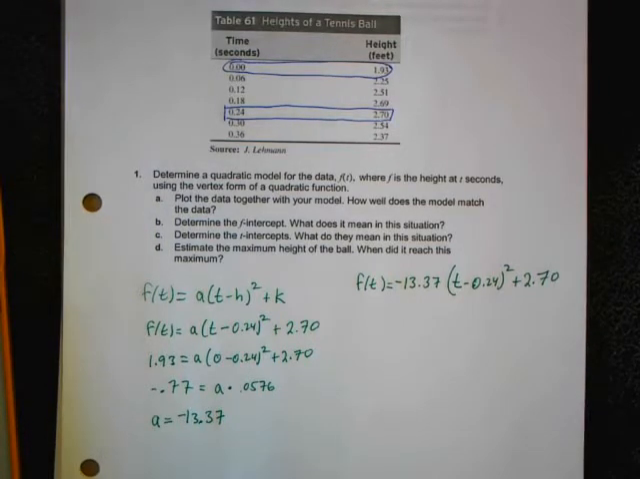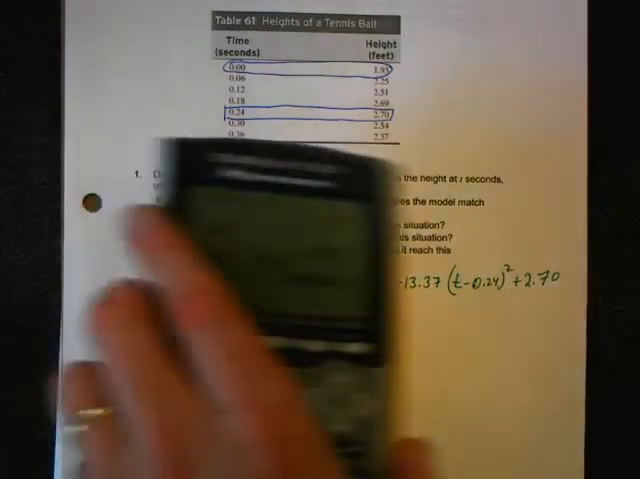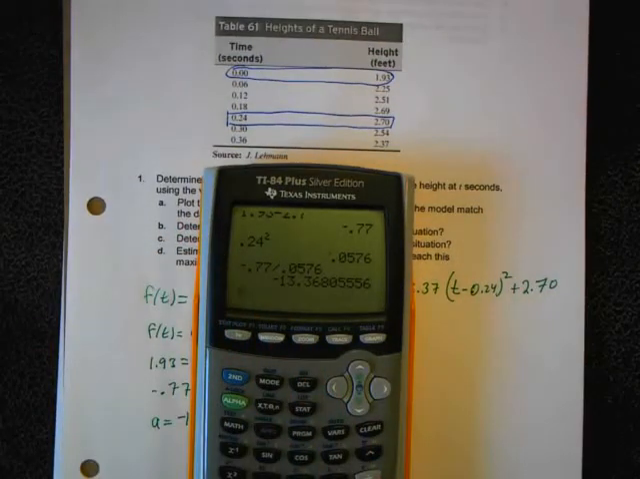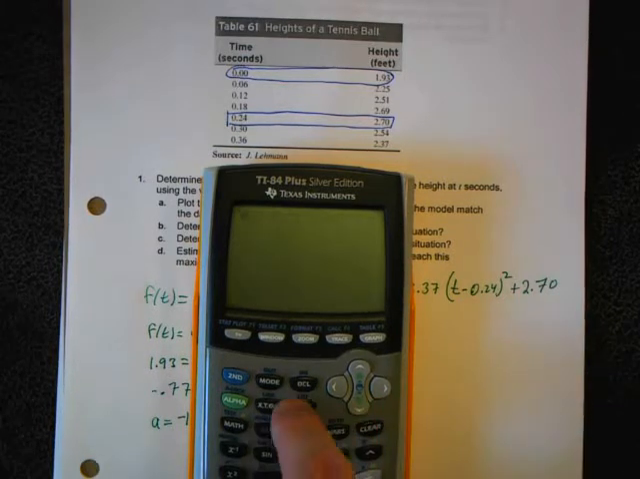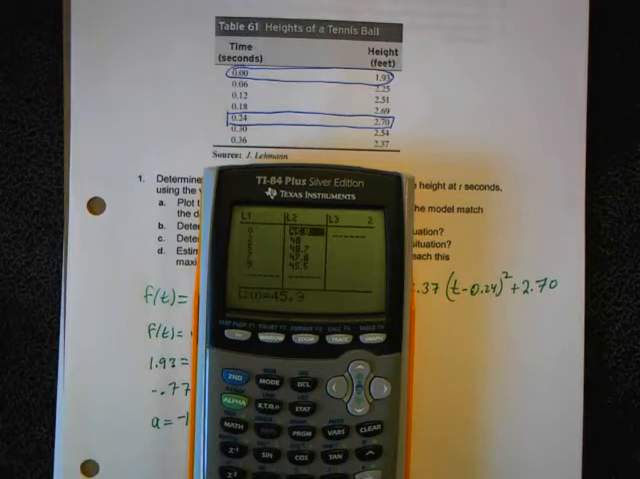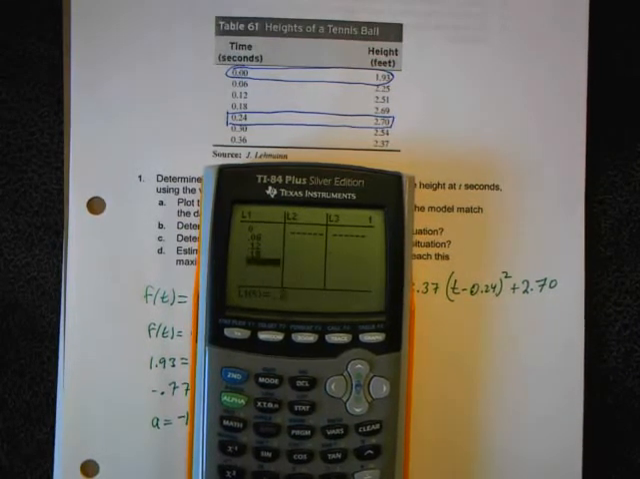Questions on that? Questions on how I got that equation? Okay, then it says, part A, plot the data together with your model. All right, so, again, we've done this quite often at this point. We go to Stat. We go to Edit. Clear out L2. Clear out L1. Type in my data. I have 0, 0.06, 0.12, 0.18, 0.24, 0.30, and 0.36.